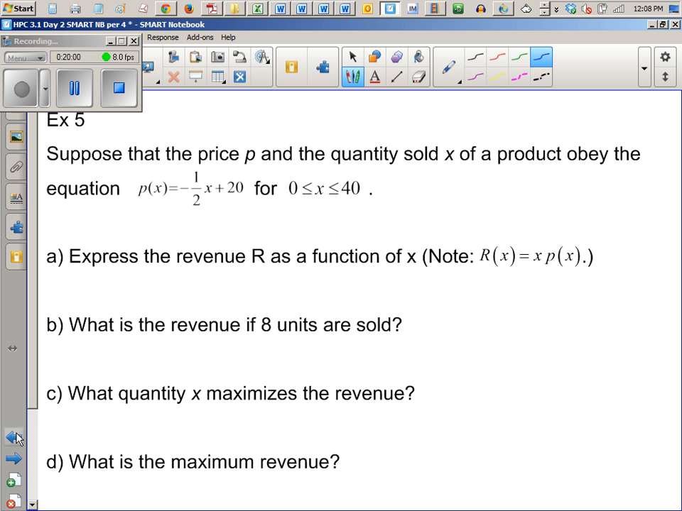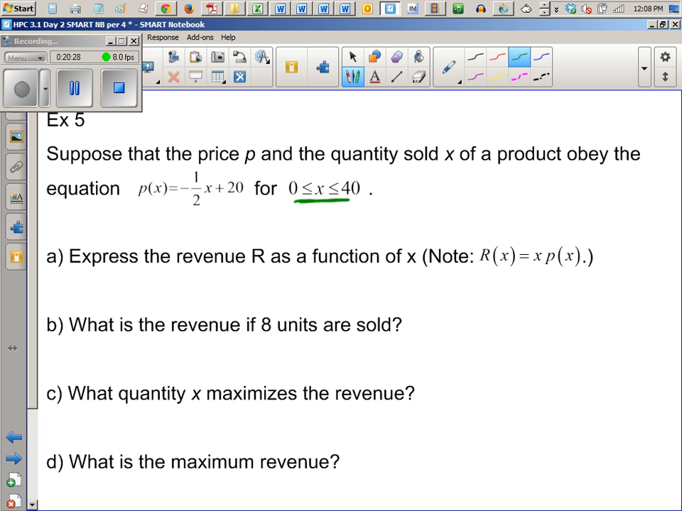Okay, so you can just write down one letter at a time here. You don't have to write the whole question right now. Just write the price P and the quantity x sold of a product. Obey the equation P of x equals negative 1/2 x plus 20. Okay, and then there's this little 0 is less than x is less than 40.